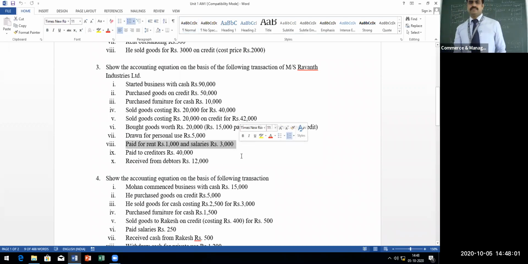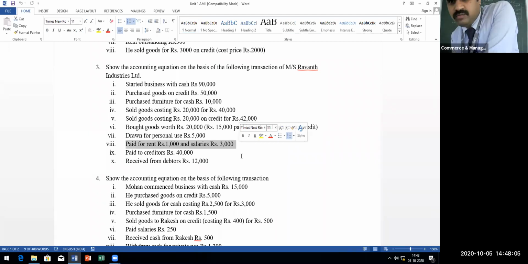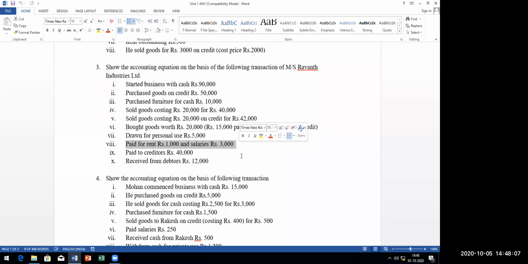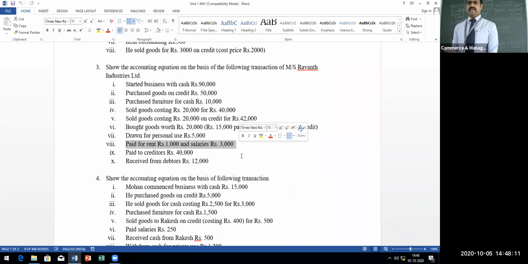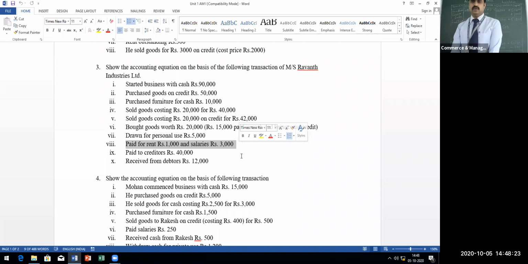The new one is paid for rent. There are two expenses, one is rent, one is salary. Both are expenses and both are paid by cash only. So start from cash, totally how much? 4,000. And from capital you minus 4,000. Clear? It is just a combined transaction, not a problem.